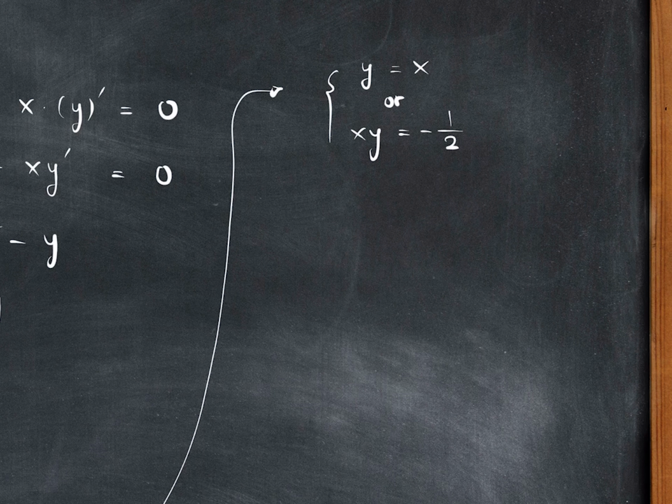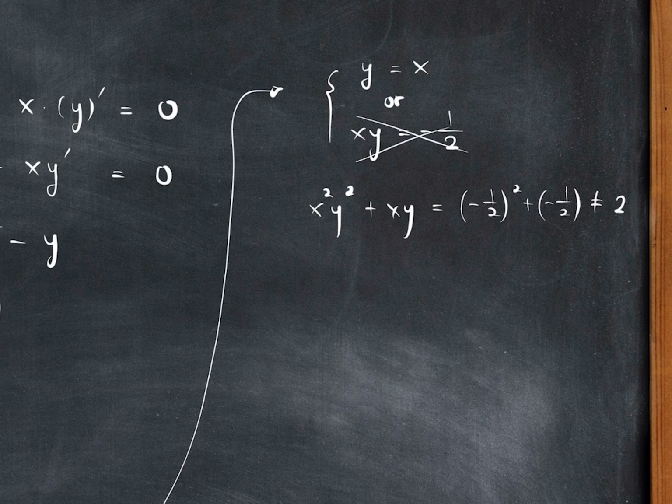But if xy equals -1/2, we can put it back into the original equation to show that this is not possible, because if xy is really equal to -1/2, then x squared y squared plus xy would be (-1/2) squared plus -1/2, and there is no way that equals 2, right? It's not equal to 2. So we see that xy equals -1/2 is not correct, so we can just abandon it. That leaves us only y equals x. So we must have y equals x.